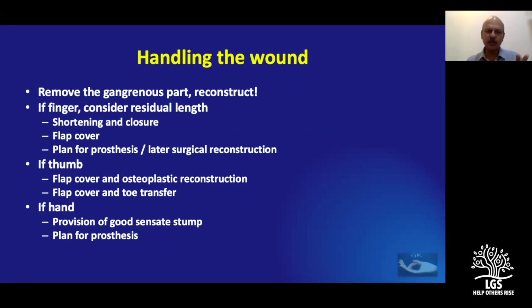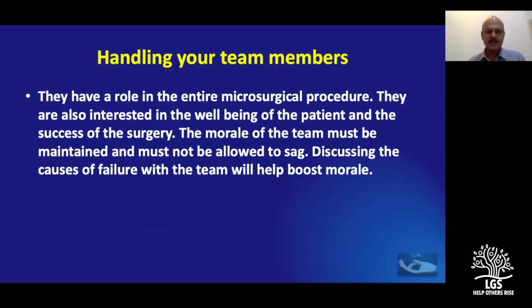Handling the wound. You need to remove the gangrenous part. Then after that, you need to reconstruct. If it is the finger, you must consider the residual length. If there is a good amount of length, you can do a flap cover. If there is a good amount of length, you can do a shortening closure. If the bone length is quite good and you are not able to close it primarily, you should not shorten; give a flap cover to retain whatever length is there. And after that, you need to plan for a prosthesis. If it is the thumb, you need to give a flap cover and do an osteoplastic reconstruction or a toe transfer. If it is the hand, you need to provide a good sensate stump and plan for prosthesis.